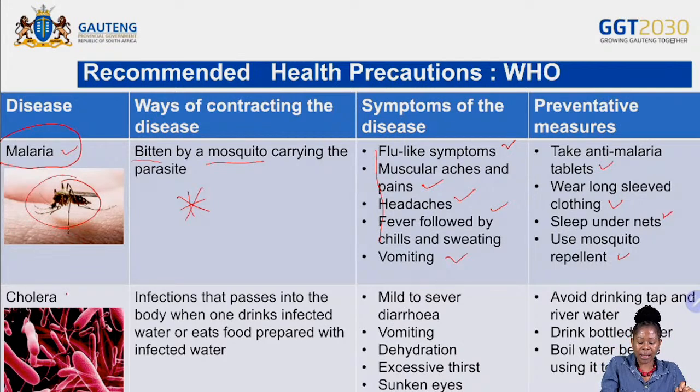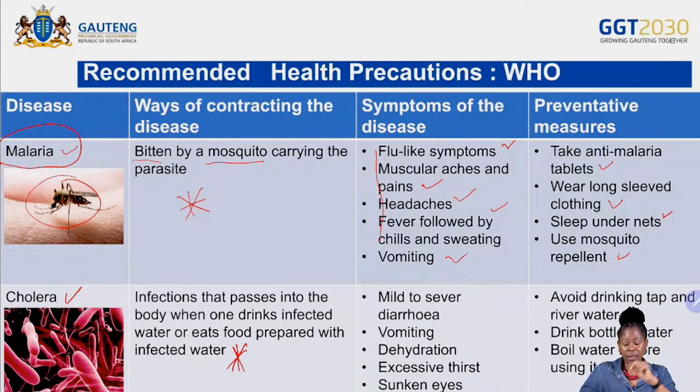Another one, we have cholera. It's a risky disease. How do you get cholera? They say infection passes into the body when one drinks infected water or eats food prepared with infected water. Not ordinary water, but infected water in an area that has a risk of cholera. And these are the symptoms. When you are in any country and you feel you used water that is not purified, you will experience mild to severe diarrhea, vomiting, dehydration, excessive thirst, and sunken eyes. So WHO is advising us on what to check on your body when you visit an area that has a risk of cholera.